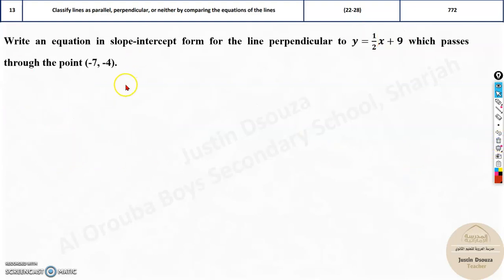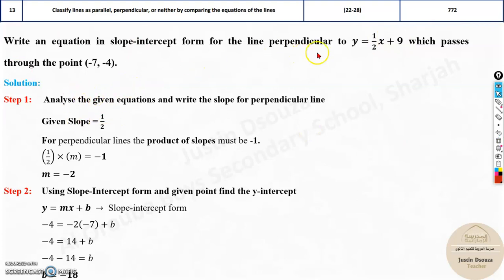This is how we find it. Very easy. I'll repeat the steps again. First is to find the slope of the perpendicular line. The given line's slope we noted, and multiplied by the perpendicular line's slope, which we do not know, must be equal to -1. So we find the slope.